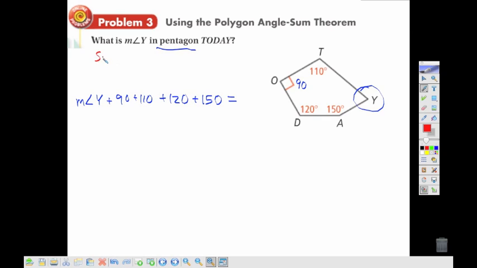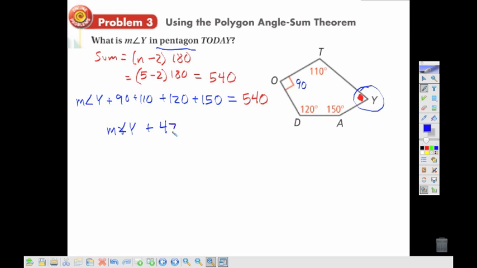To do that, we're going to use our sum formula again, which was, again, n minus 2 times 180. We have 5 sides, which will give us 3 times 180, which is 540. And so we know that all of these angles need to add up to 540, and we're missing one, so we just need to add these other ones together and subtract. Adding those will get 470, and if we subtract, that will leave us with 70. And so we know the measure of angle y is 70 degrees.